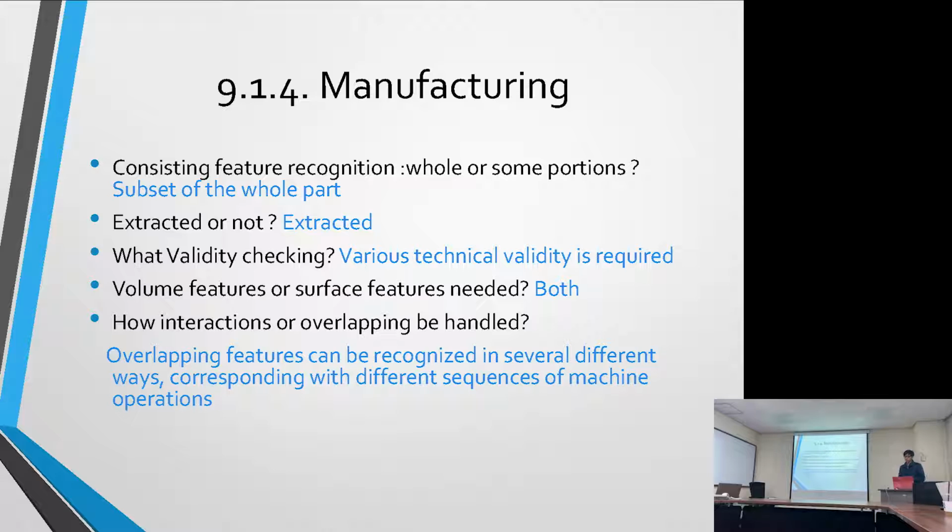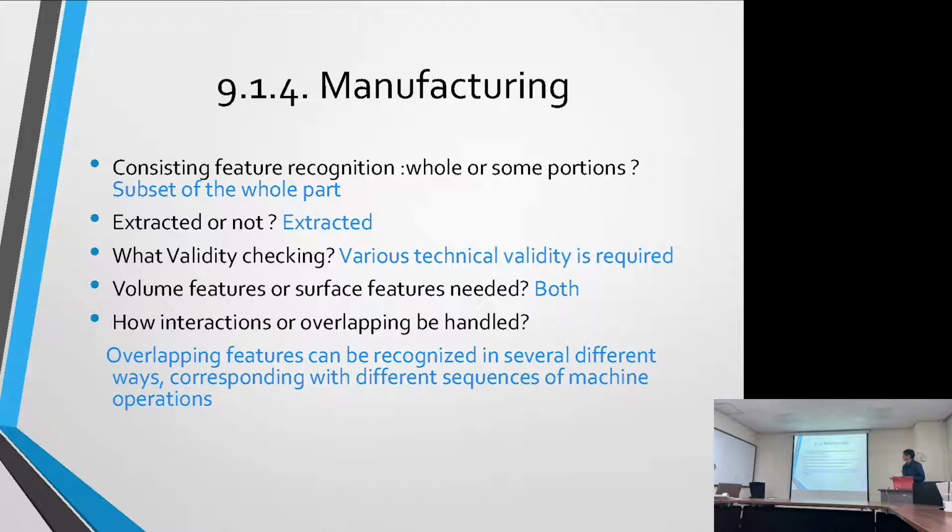And lastly, for manufacturing, this is the most important application for your feature recognition, because you want to plan your manufacturing process, and the feature recognition helps in that regard. So your finished design must be converted to features in order to create the manufacturing plan. And usually for this case, you want a subset of the whole feature part instead of a portion. And then you want this feature to be extractable so that you can choose what kind of machining process you want to take to create that certain feature.